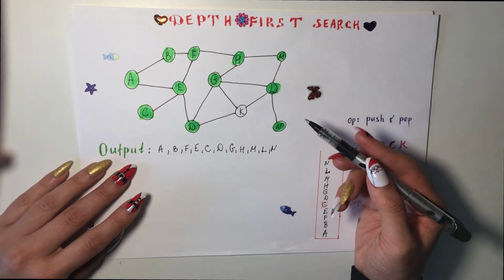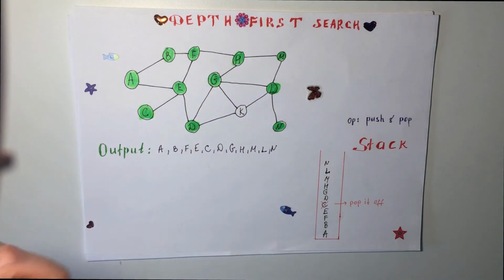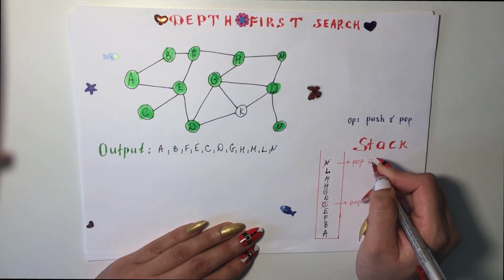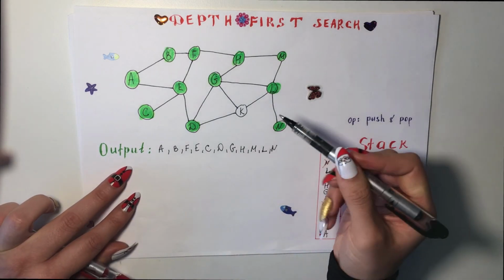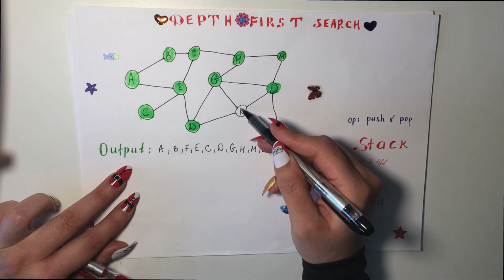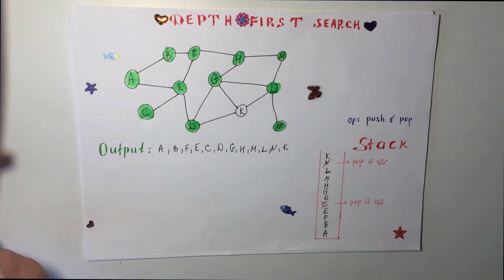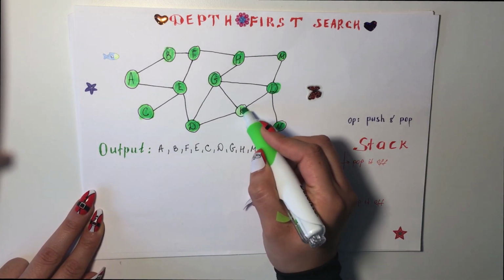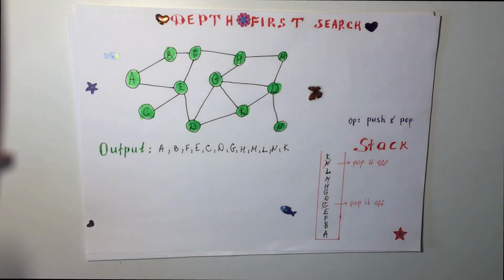N has no more unvisited adjacent node, so we can pop it off the stack. Let's go back to the previous node, node L. L has one adjacent unvisited node, which is K. We are pushing K to the stack, adding it to the output sequence, and finally marking it as a visited node.